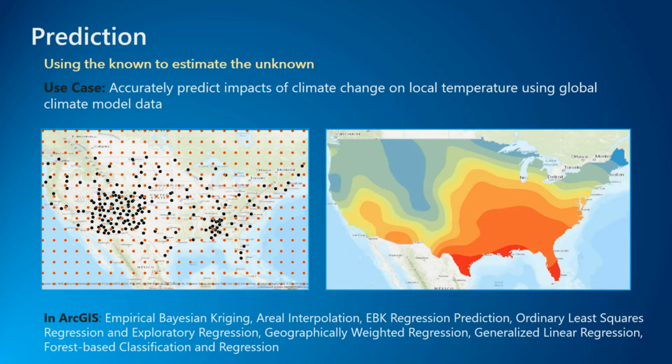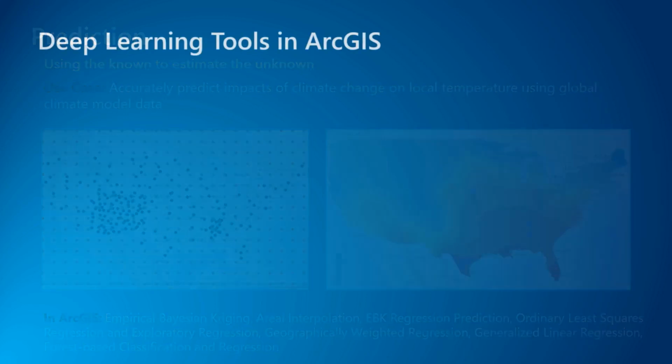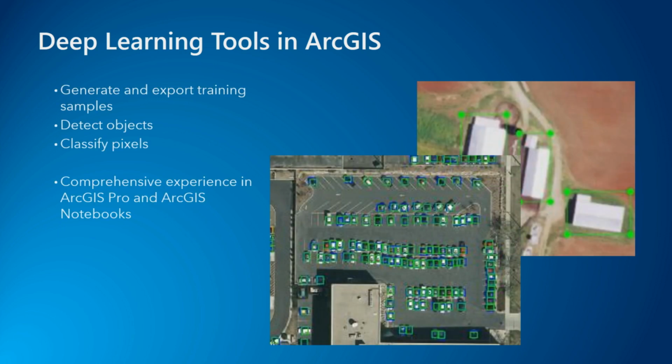There's also a number of tools for prediction, and that can mean lots of different things. It can be kriging, creating a statistically valid surface between sample points, and we've got some of the most powerful methods for that, like empirical Bayesian kriging. We've got some really powerful regression techniques like geographically weighted regression and generalized linear regression, and then the forest-based classification and regression tool, which was new in 2.3, and which is the thing I'm going to show you quickly.